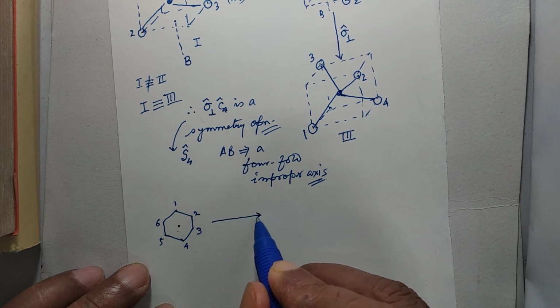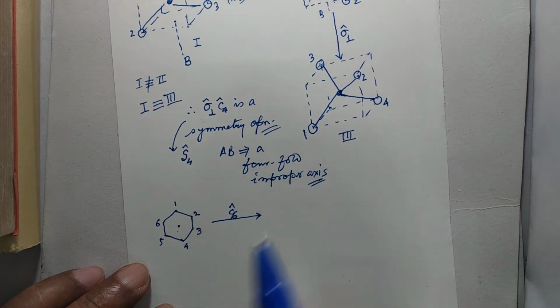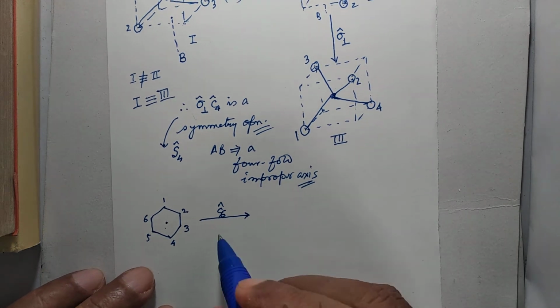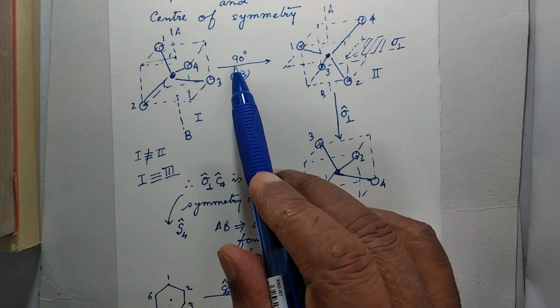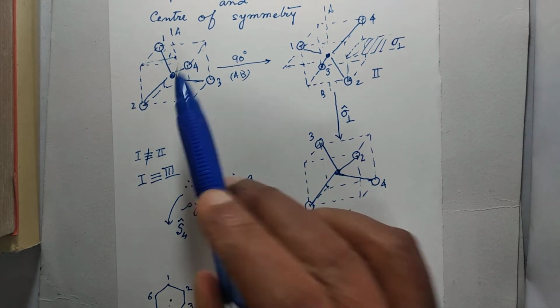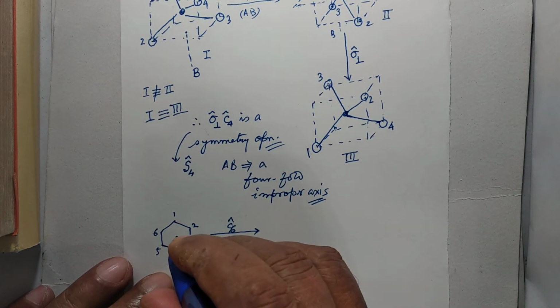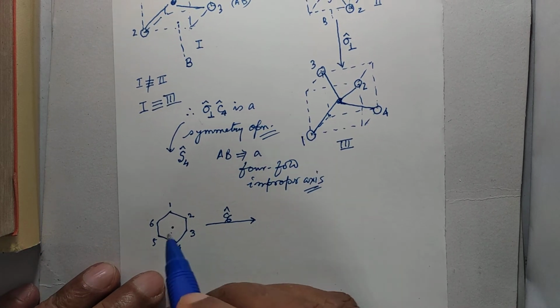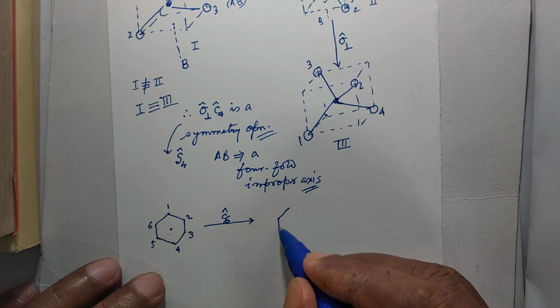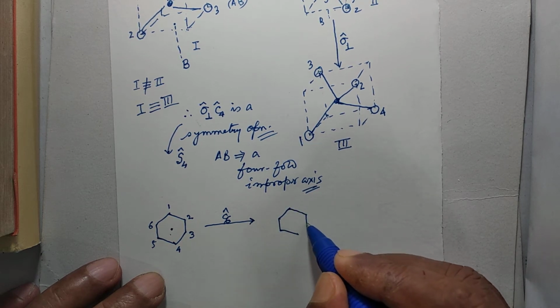C6 is in fact a genuine rotation operation. Here this 90-degree rotation is not a symmetry operation for this molecule, but here C6 is a symmetry operation by itself for this molecule, and the resulting configuration is this.